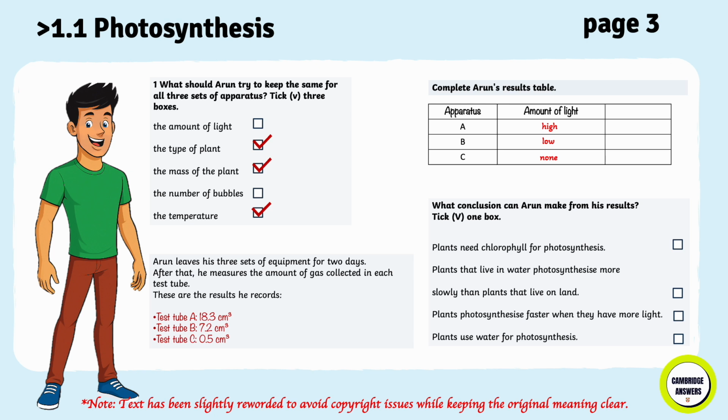Here are the results. Test tube A with high light collected 18.3 cubic centimeters of gas. Test tube B with low light collected 7.2 cubic centimeters of gas. Test tube C with no light collected only 0.5 cubic centimeters of gas. Wow, big difference, right? So what conclusion can Arun make? Plants photosynthesize faster when they have more light.